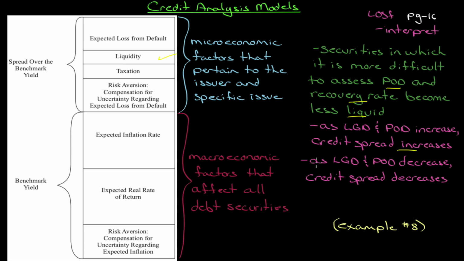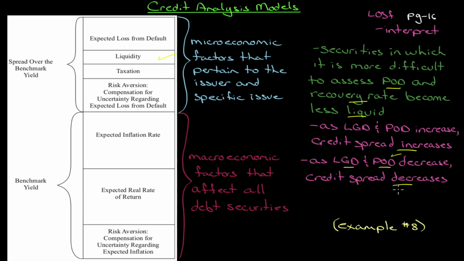I think that makes perfect sense. If there's a higher probability of default, I want to be paid more. If the loss given default is greater, I want to be paid more. And as the loss given default and the probability of default decrease, the credit spread also decreases. So as a company's fortunes improve and their asset base builds, the loss given default would be lower. And if their fortunes are improving, the probability of default would be lower. The credit spread would decrease. They are becoming more credit-worthy.